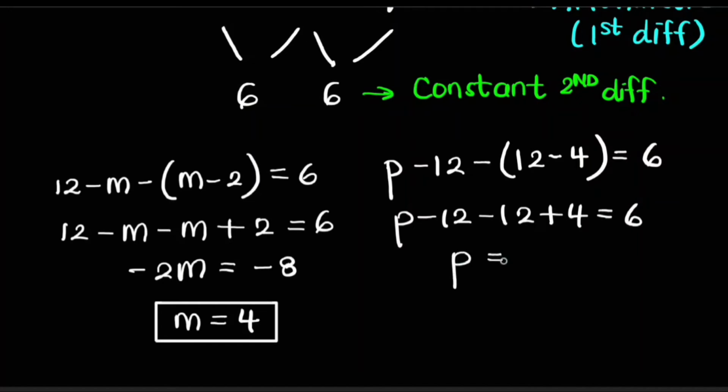We want to get p alone on the left-hand side. And if we gather like terms, we have negative 12 minus 12 is negative 24, plus 4 is negative 20. Taking that 20 over to the right-hand side, it will become positive. We have 6 plus 20, which is 26. So these are your values for m and p.